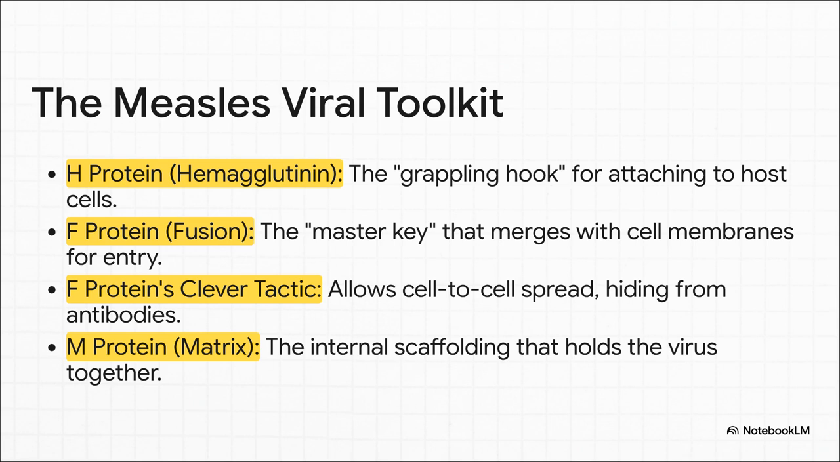But here's where it gets really clever. That F protein has another trick up its sleeve. It can make an infected cell fuse directly with its healthy neighbors. This means the virus can spread from cell to cell completely undercover without ever having to go back out into the bloodstream where our antibody patrols are waiting. It's brilliant and it's deviant.